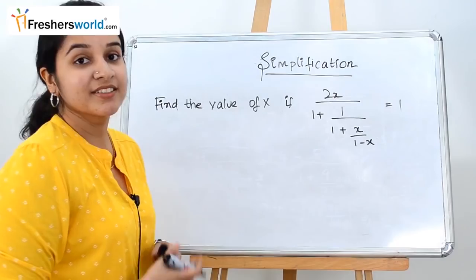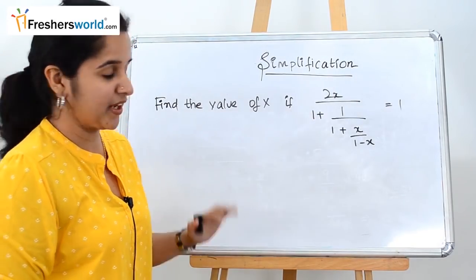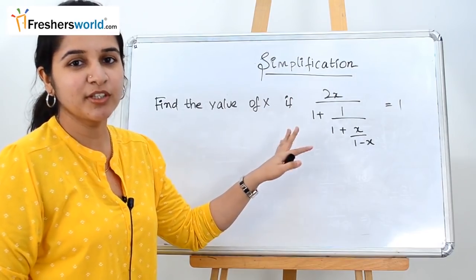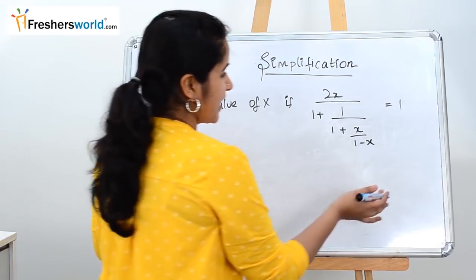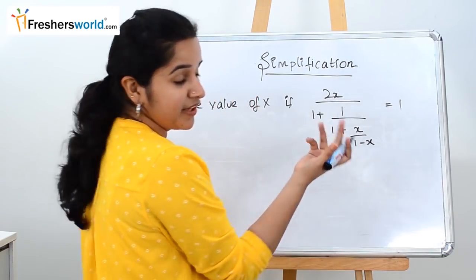Let's go to the next sum. The next question is, find the value of x if the given equation is equal to 1. As you can see, it's similar to what we did in the previous sum. The same thing that you have to do, the only difference is that they have equated it to a value so that we can find the value of x.